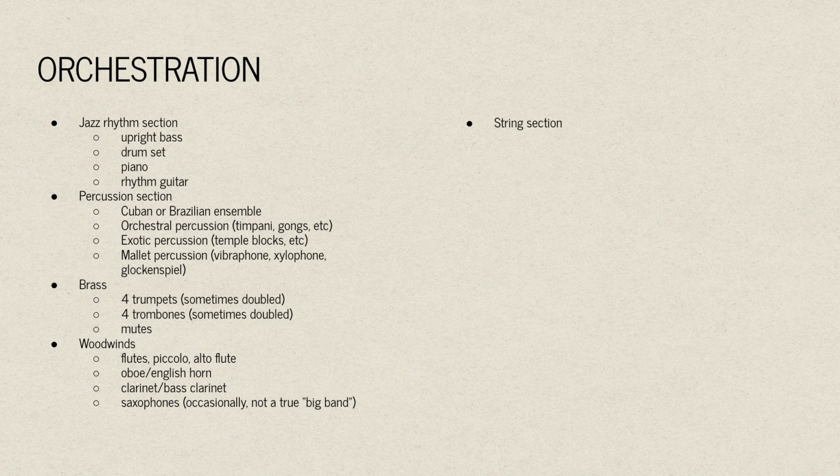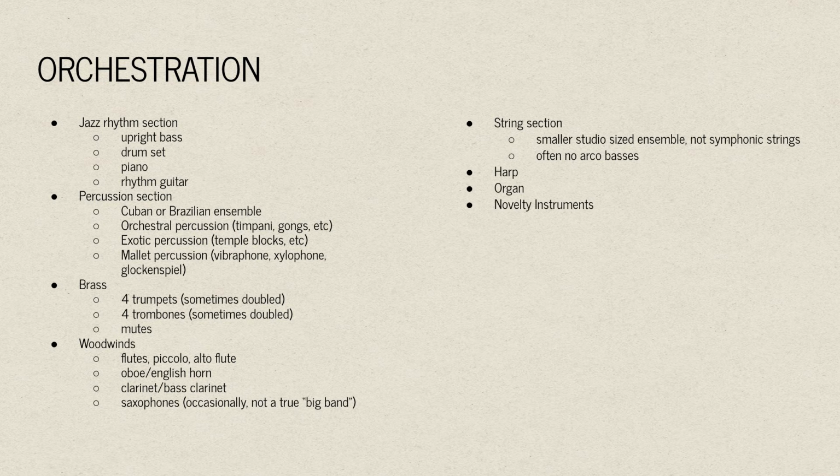Then, of course, there's always a lot of strings, but it's a smaller studio size ensemble. You're not going to hear symphonic strings. And usually there is no arco bass. The bass role is handled entirely by the walking jazz bass. You'll hear a harp, an organ, and then the novelty instruments. These are often used for a single piece on a record, so there might be something like a theremin, a lap steel, or a pedal steel guitar.